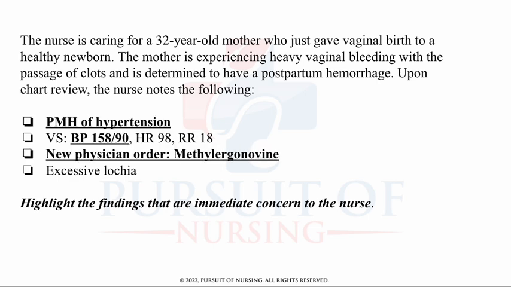All right, so the past medical history of hypertension, the elevated BP of 158/90, and the physician order for the methylergonovine are of immediate concern to the nurse. So this medication is used to prevent or control postpartum hemorrhage by contracting the uterus. However, in causing the continuous uterine contraction, it can also elevate the patient's blood pressure. So a priority assessment before the administration of this medication is to check the blood pressure, and you always want to notify the physician if hypertension is present.